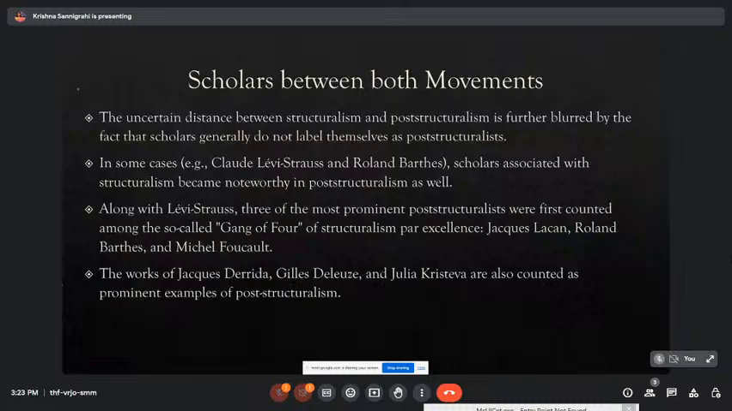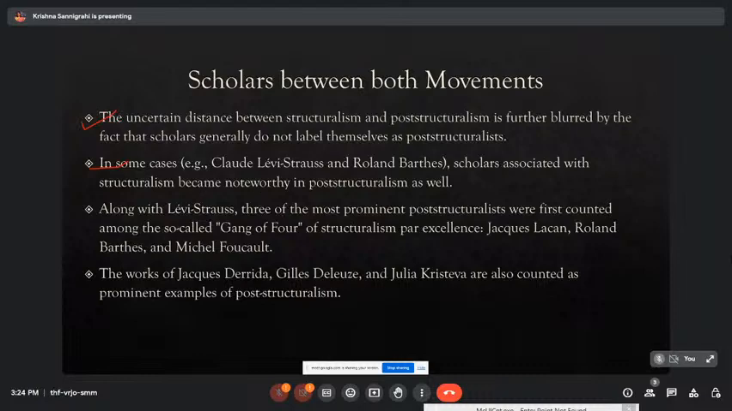Now, the scholars who were there between the two, so the uncertain distance between structuralism and post-structuralism is further blurred by the fact that scholars generally do not label themselves as post-structuralists. It's usually we hear their name in the form of what? As structuralists, not post-structuralists.